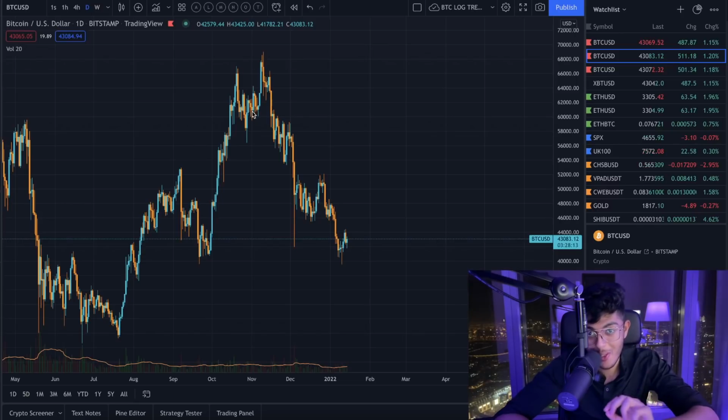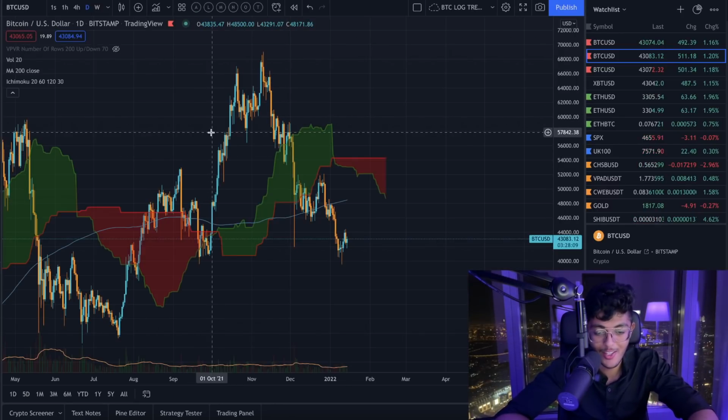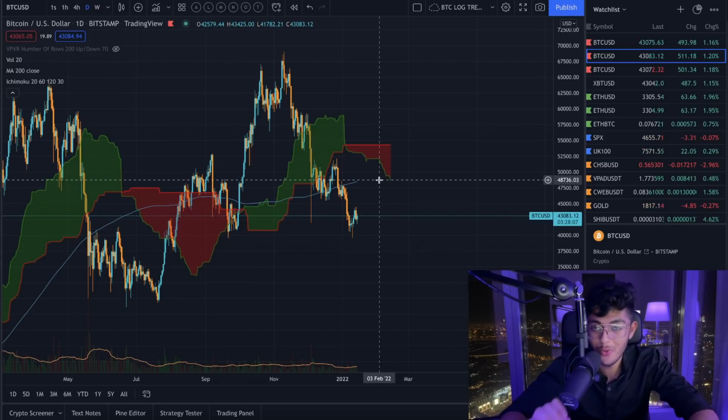The Ichimoku cloud is and has been one of my favorite indicators for years, and you can literally predict the future with it in a way that you can't do with any other tool. So I want to break down for you exactly how I use the Ichimoku cloud.